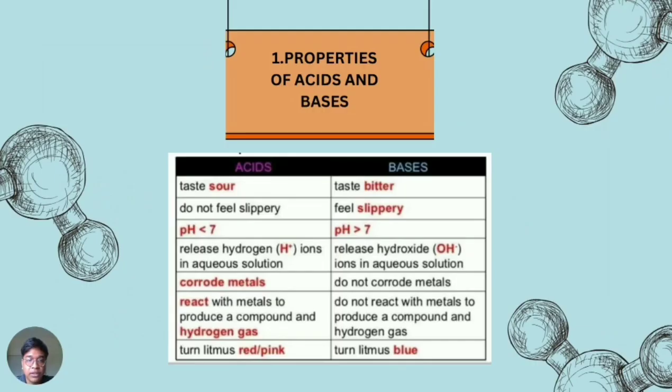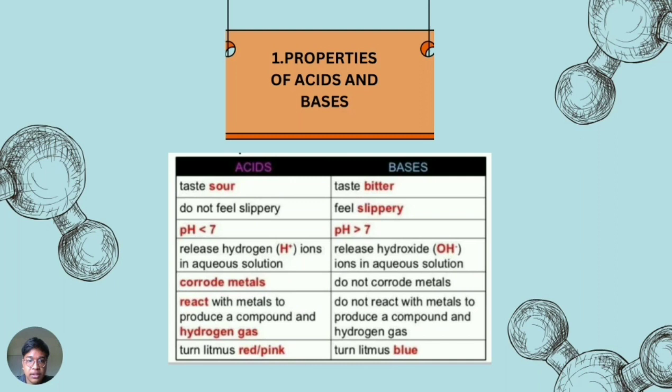These are properties of acid and bases. Acid tastes sour, does not feel slippery, has pH under 7, releases hydrogen ions in aqueous solution, corrodes metals, reacts with metals to produce a compound and hydrogen gas, and turns litmus red or pink.